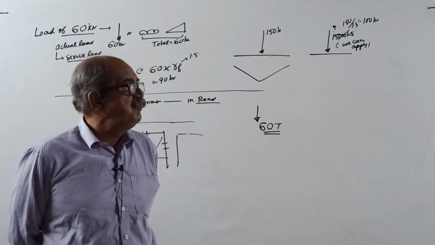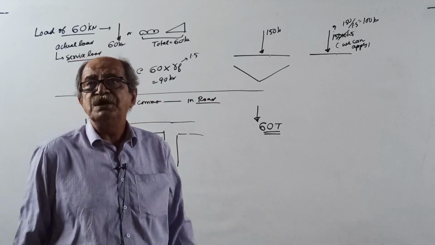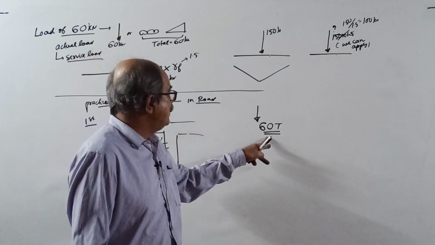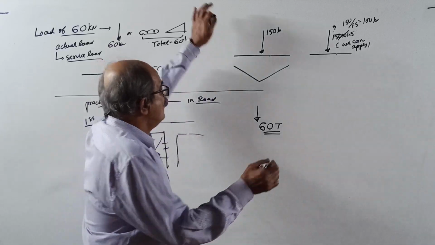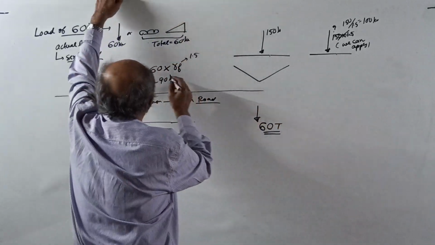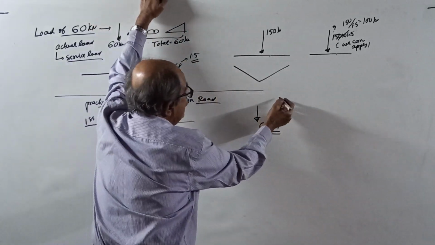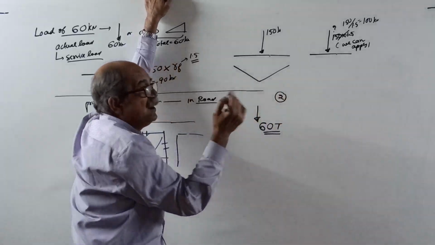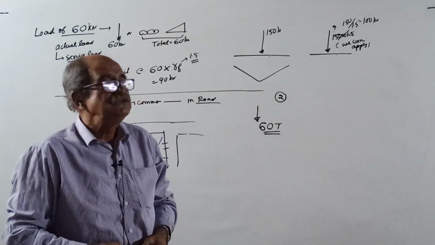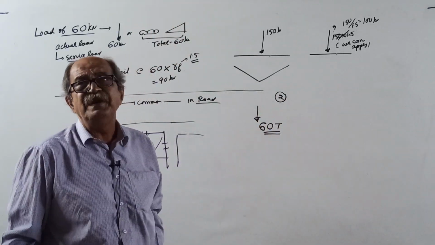Shall I make it only for 60 tons? No, no, no. Make it stronger. So imagine you need a factor of safety of, for example, not 1.5. To understand, imagine 2. 2 is better to understand. Why? Multiplying by 2. You imagine the factor of safety required is 2.